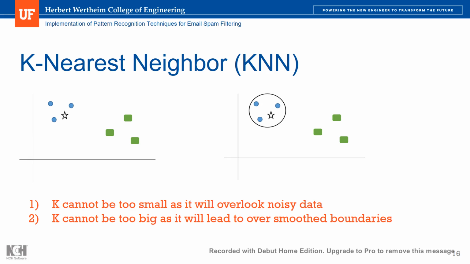Let us say it took the 3 data points as shown in the next figure. In that case, the choice from all the 3 neighbors is blue, and hence the black star will also be classified as a blue circle.